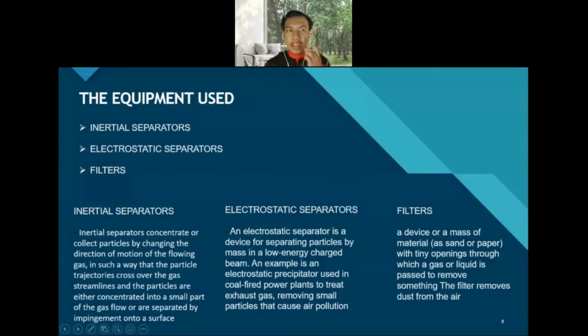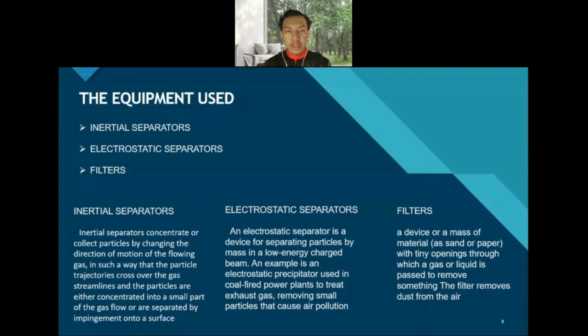As I mentioned earlier, there are three types of equipment used in the industry: the inertial separator, the electrostatic separator, and the filters. We start with the inertial separator. Inertial separators concentrate or collect particles by changing the direction of motion of the flowing gas in such a way that the particle trajectories cross over the gas streamlines, and the particles are either concentrated into a small part of the gas flow or are separated by impingement onto a surface.